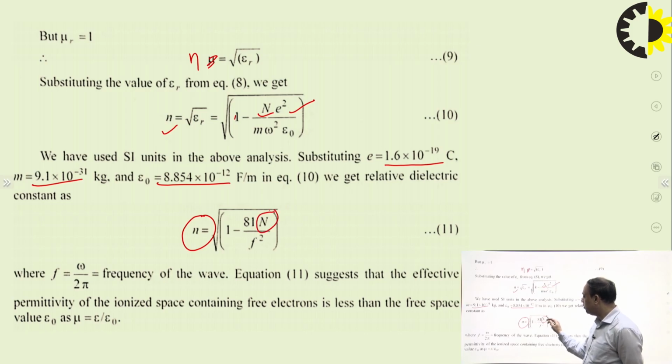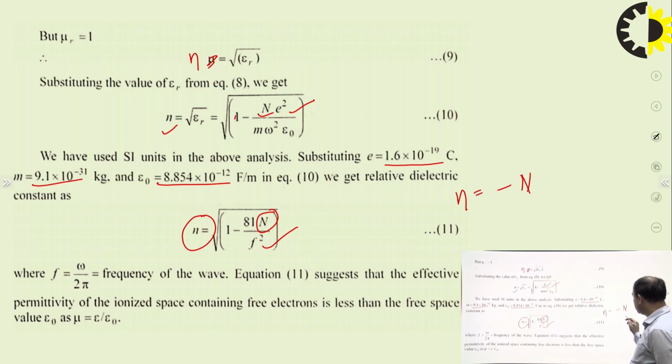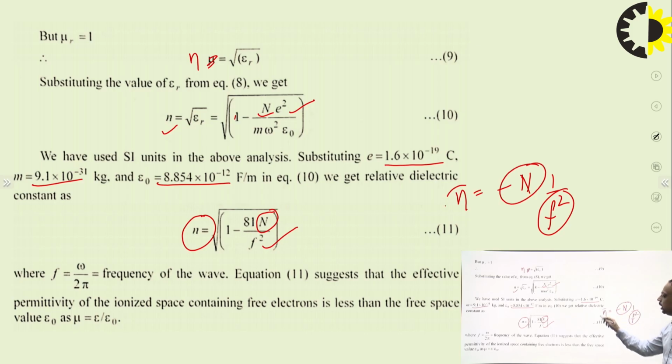N is the number of electrons in that layer, divided by the frequency. So we can see here that the refractive index n is proportional to N and inversely proportional to the frequency. As the frequency increases, the refractive index decreases. As the electron density increases, the refractive index again increases. So this is the formula for a particular layer having N electrons.